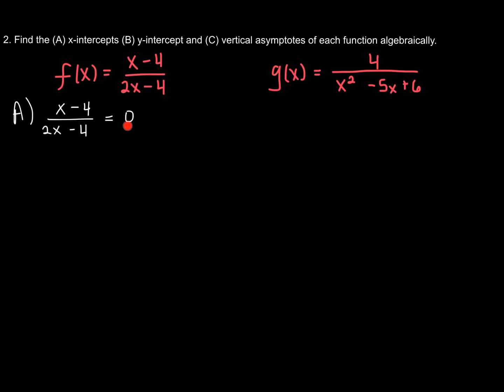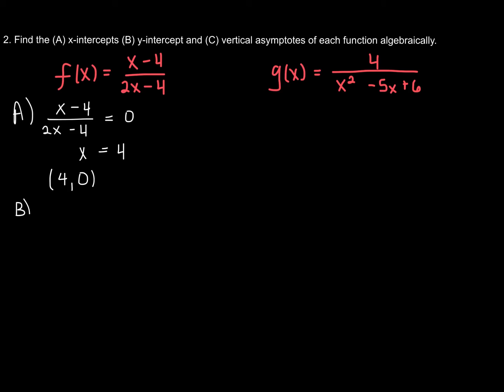Well, a fraction will be equal to 0 only when the numerator is equal to 0. In other words, I can multiply by the denominator on both sides, and this will still be 0, so I'll have x minus 4 equals 0, and that means x will be equal to 4. All right, so I know that the x-intercept is going to occur at (4, 0).